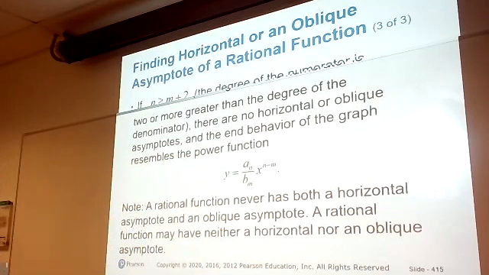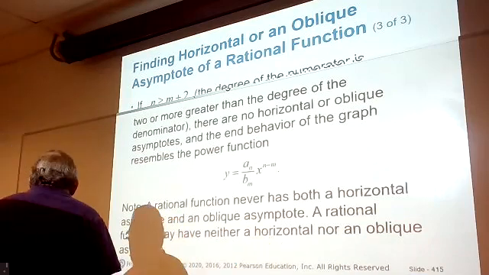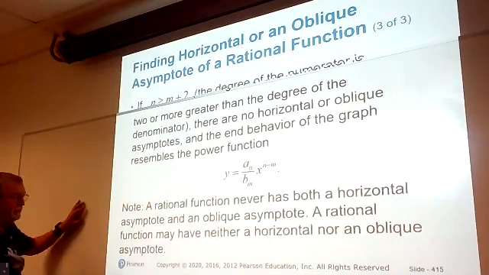A rational function will never have both a horizontal and an oblique asymptote. It'll either have one or the other or neither. So you can have functions that have neither, no horizontal or oblique asymptotes, and they could have a vertical asymptote. Those graphs look kind of weird. Not that any of these graphs look normal.